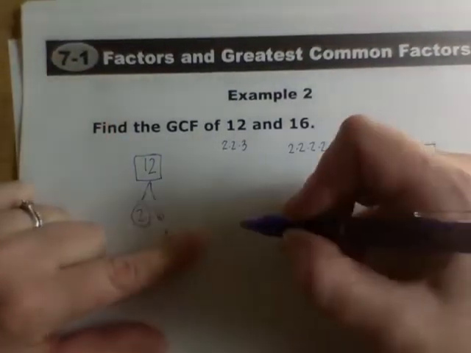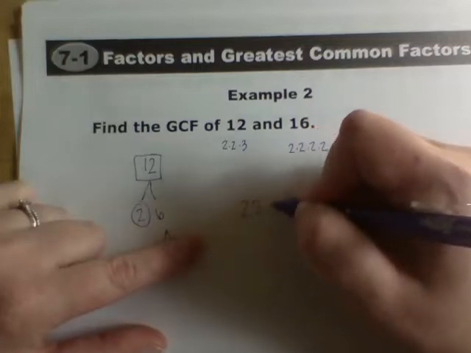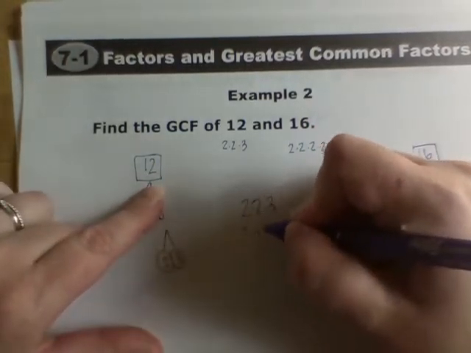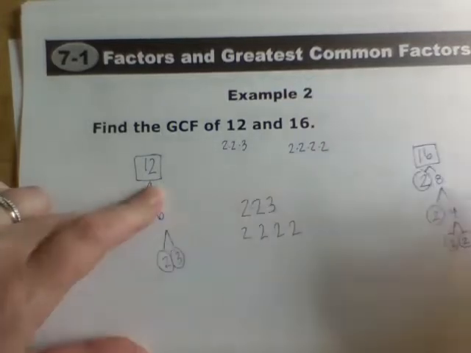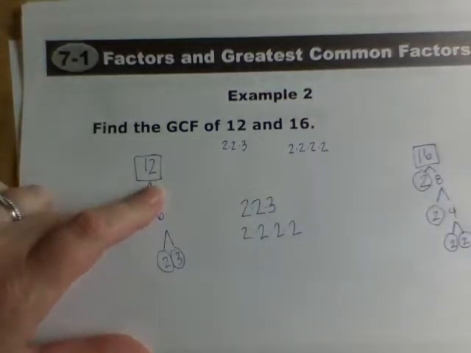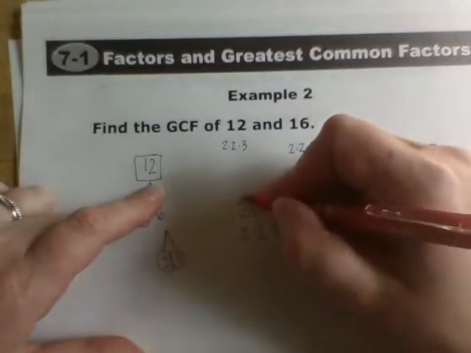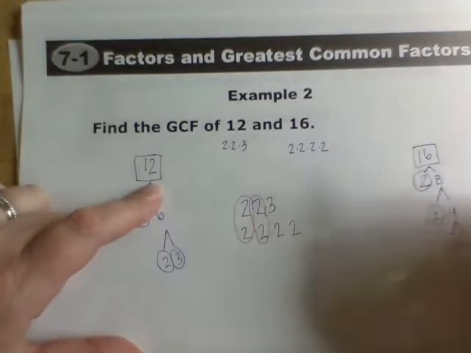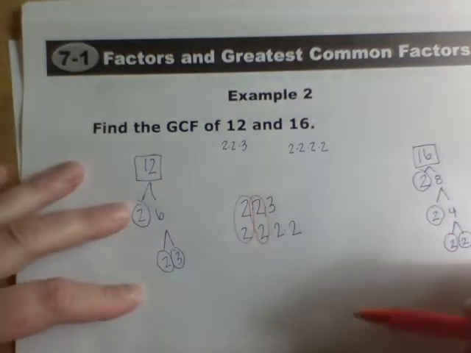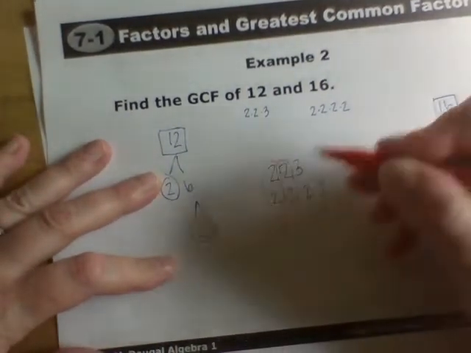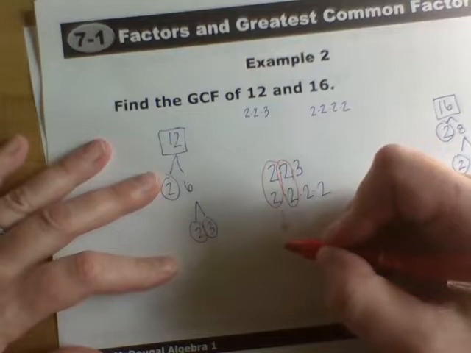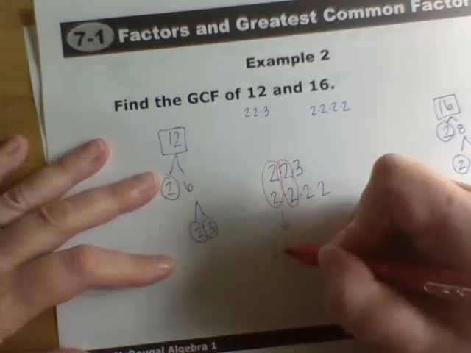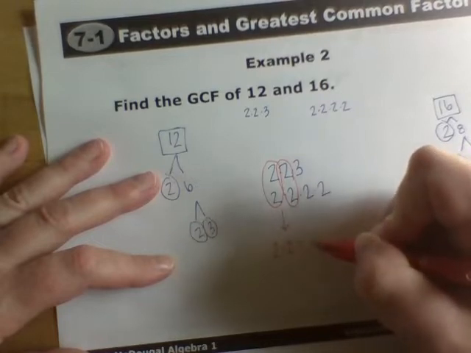So if we're looking to find out what are the pieces that are alike, 2 and 2 and 3 make 12, and 2 and 2 and 2 and 2 makes 16. And the alike pieces are 2's and another set of 2's, but then after that, nothing is alike. So the prime factor that goes into both of these, the GCF, the greatest common factor, comes from 2 times 2, which is 4.